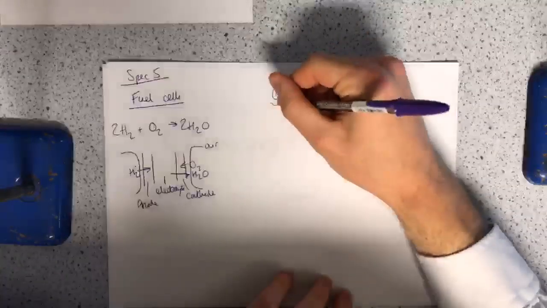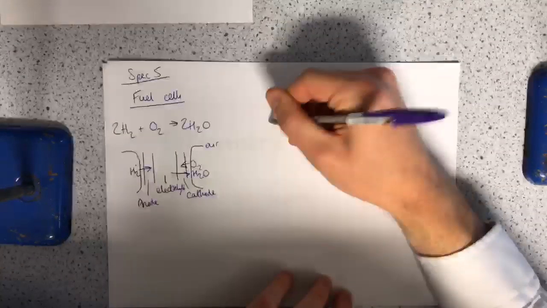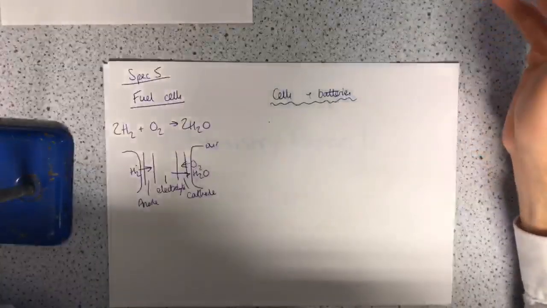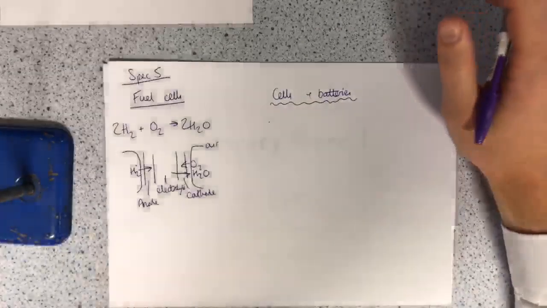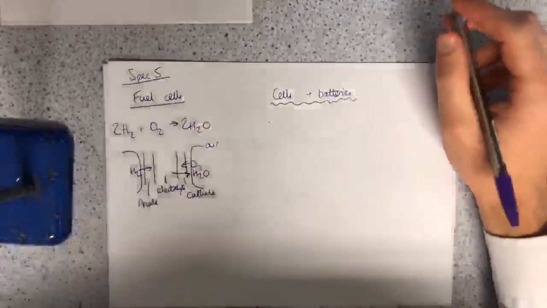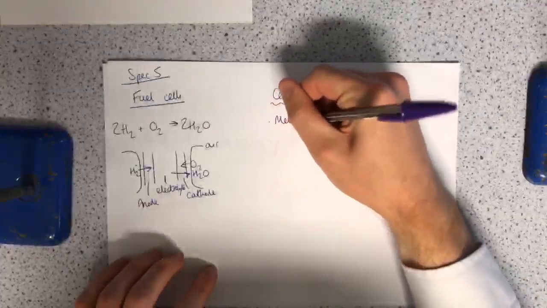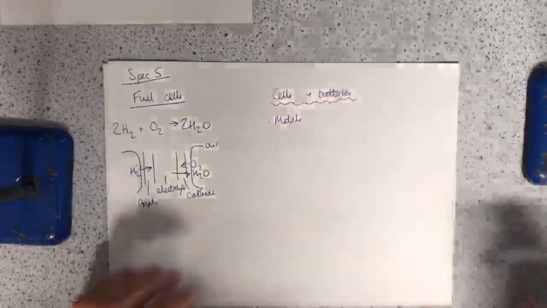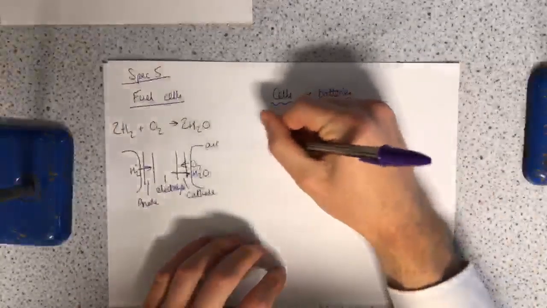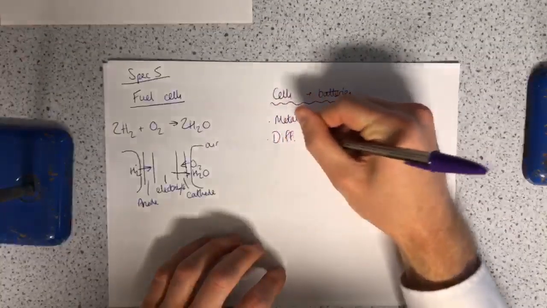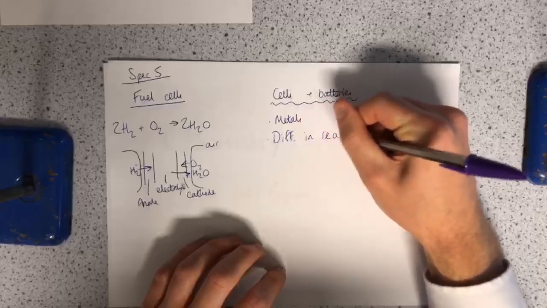Cells and batteries. So my classes will remember, I plonked you an orange and said, go forth and generate voltage. And you looked at me like I was an idiot. But it's based around metals and the difference in their reactivity.